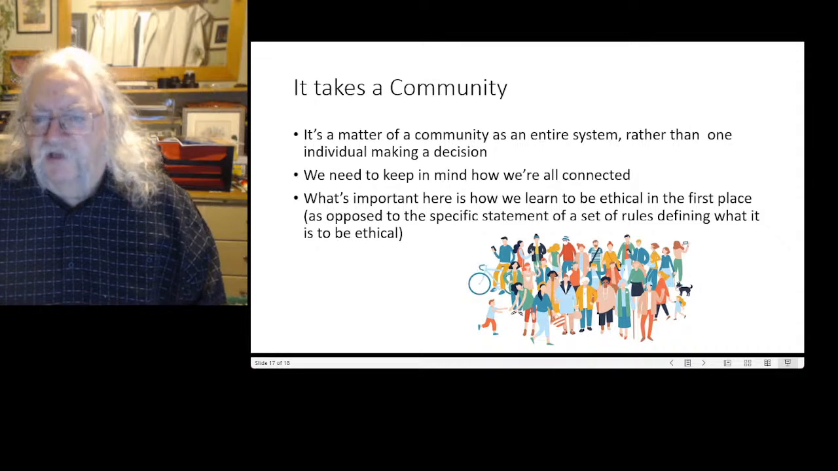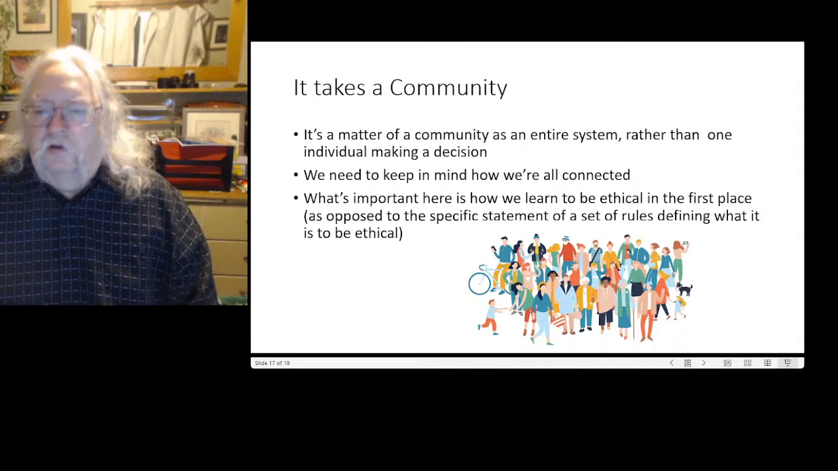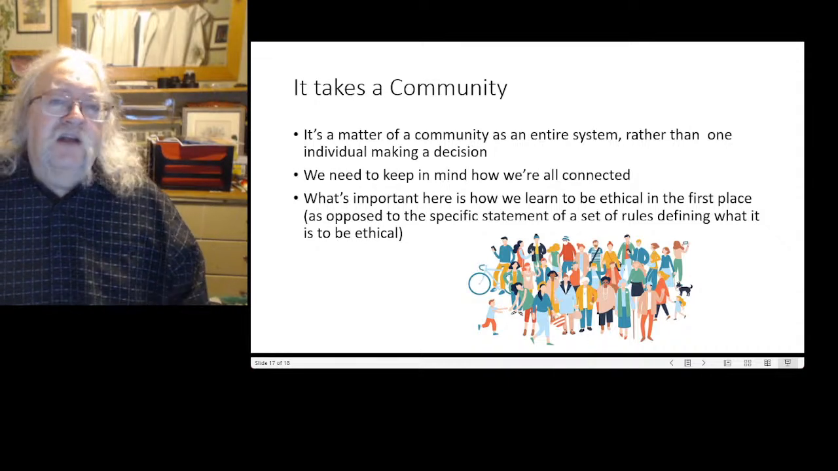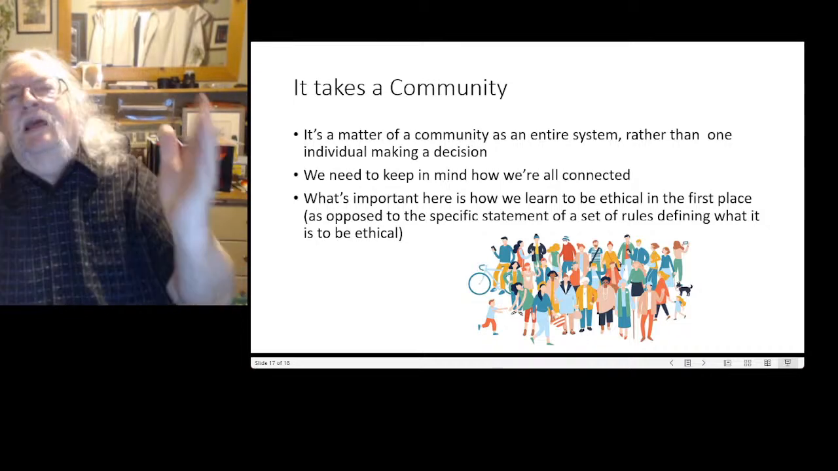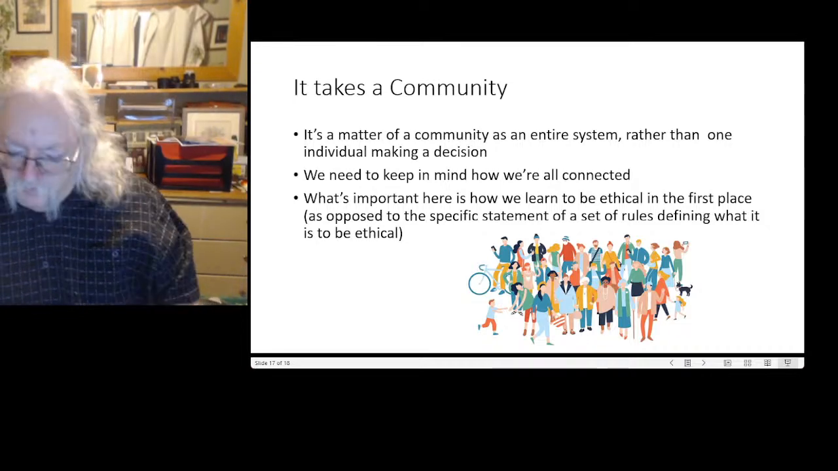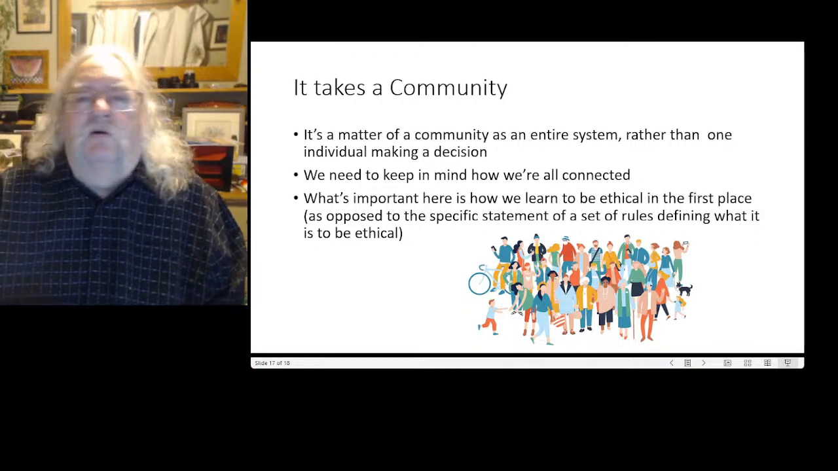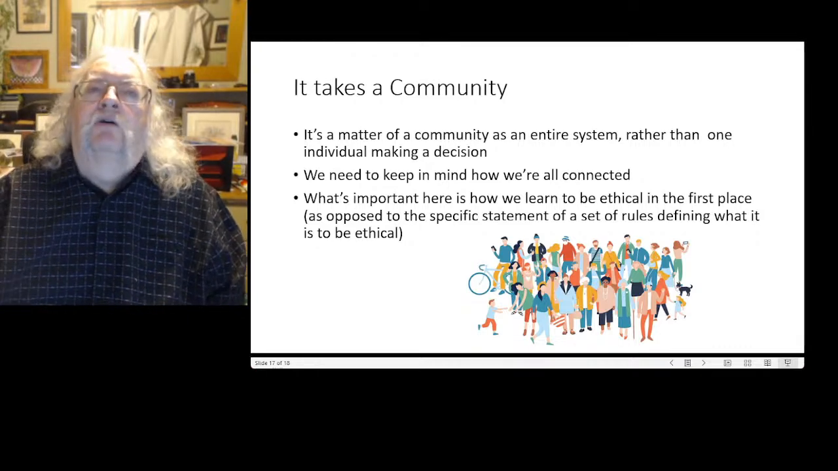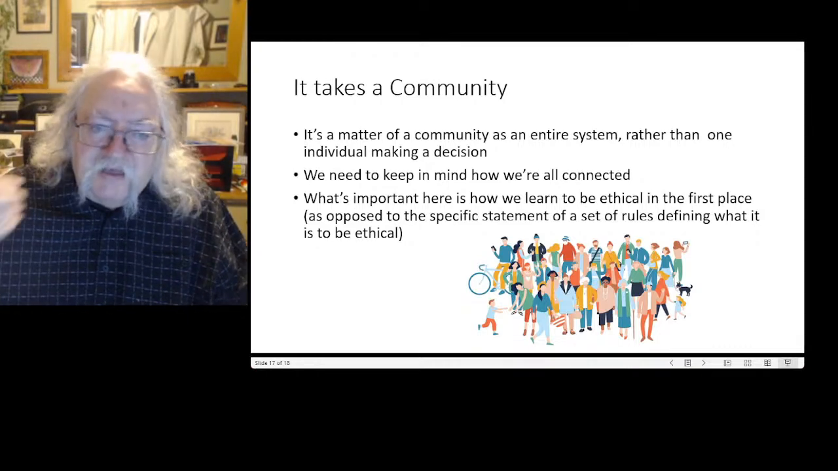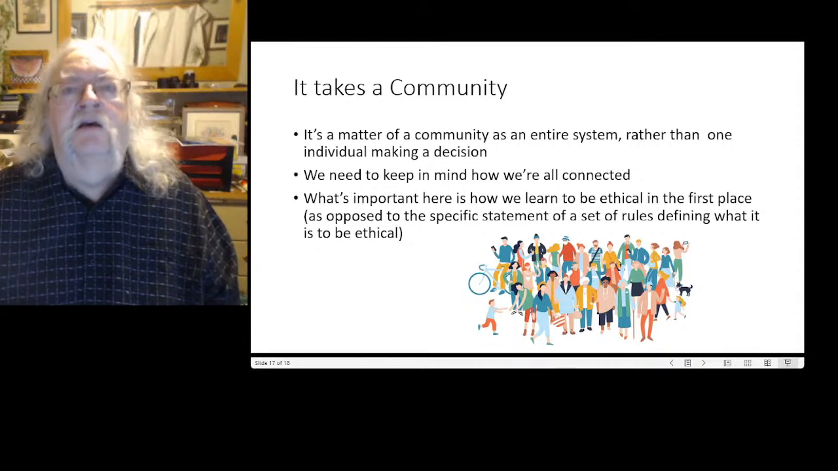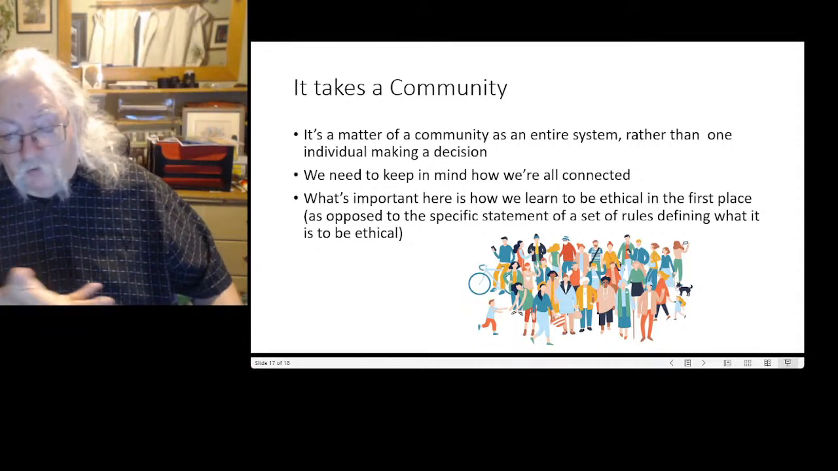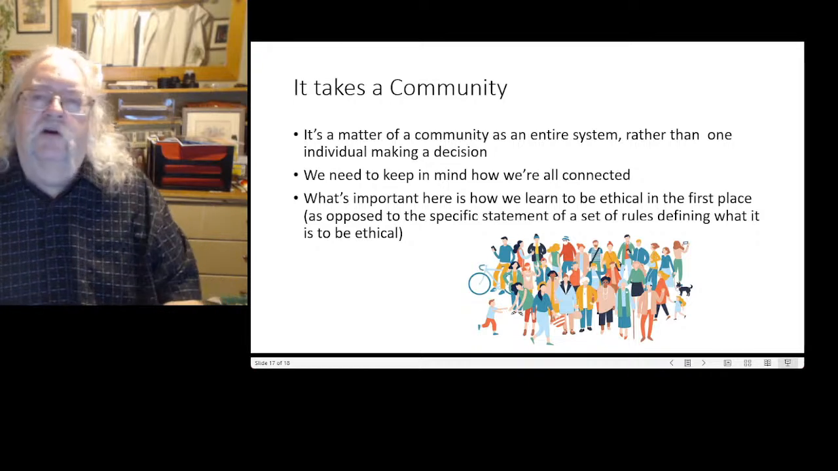What's important in ethics is how we learn to be ethical in the first place. Right? It's not about what the rules are or what counts as ethical or non-ethical. That doesn't matter at all. What matters is how do we learn to be ethical, because that is going to be what is ethics in our own mind, whatever it is, for good or bad.